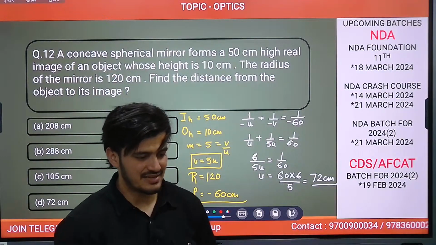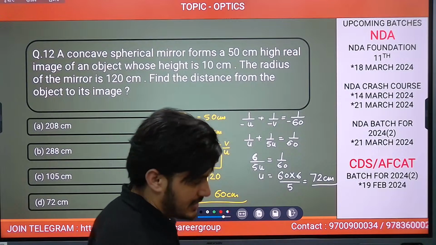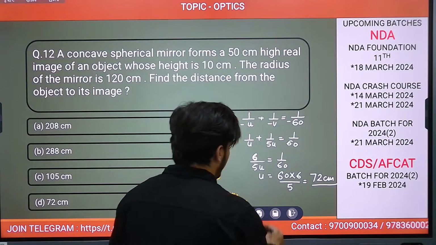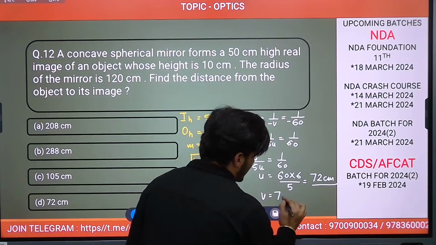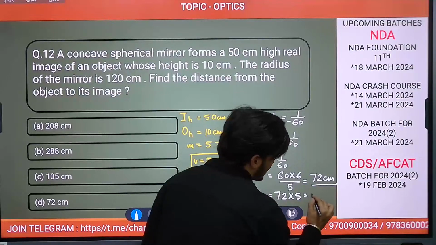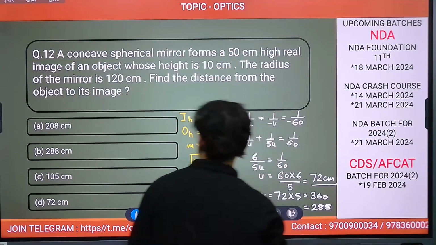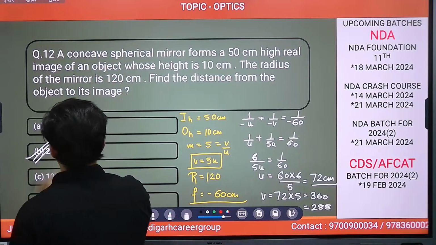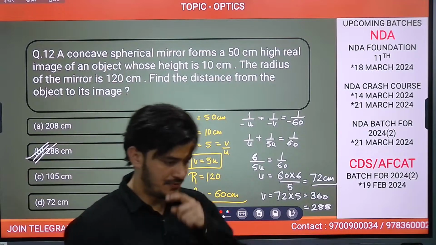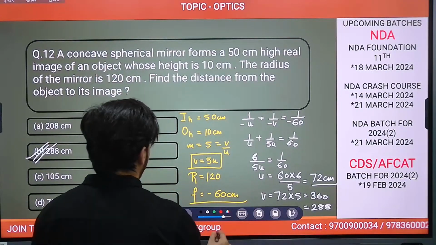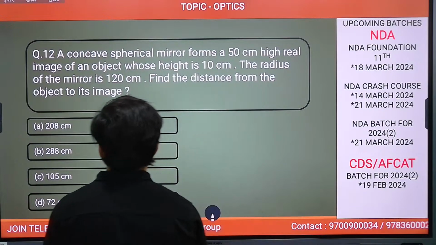ऑब्जेक्ट डिस्टेंस इज 72 सेंटीमीटर, है ना। अब इमेज डिस्टेंस 5u है, v कितना आ जाएगा, 72 इंटू 5, this is 360, so final answer is 288. Where is 288? It's 288. Final is 288. चलिए आगे बढ़ते हैं.